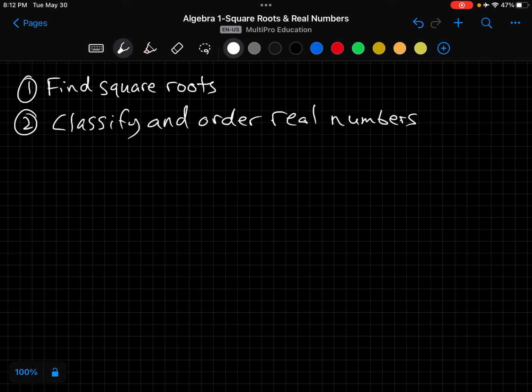Hello everyone. Today we're going to be learning some more Algebra 1. And we're going to have two goals today. One is we're going to find square roots.